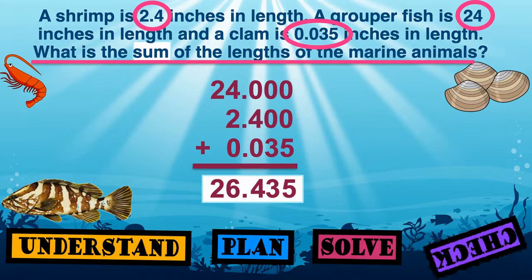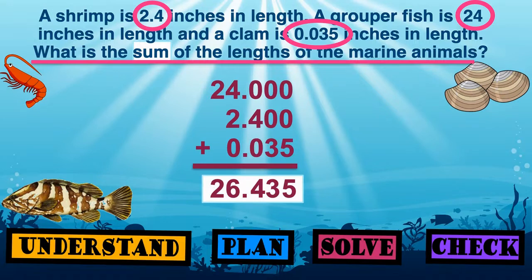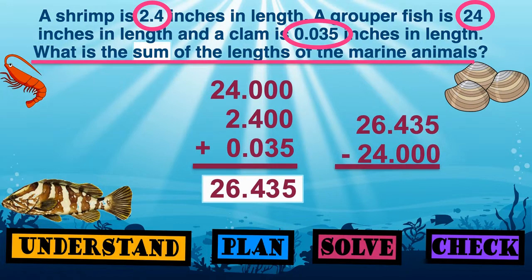We have to check. When we check, we take our answer and subtract it from something else. Let's subtract it from 24. We should get back to the answer 2 435 thousandths if we were correct. How do we know that? Because 2 4/10 plus 35 thousandths is equal to 2 435 thousandths. So if we make it back there, then our initial answer is correct.